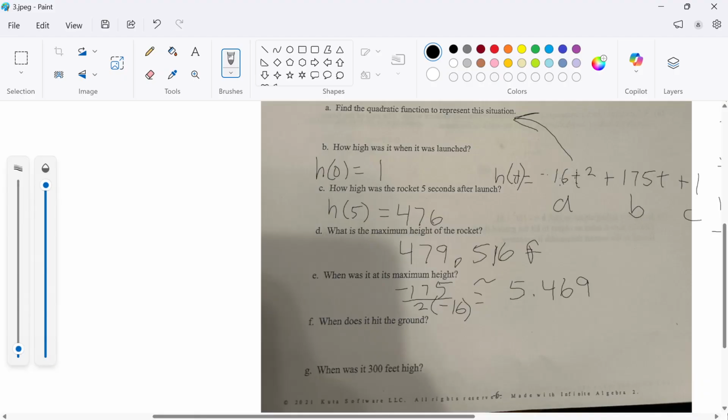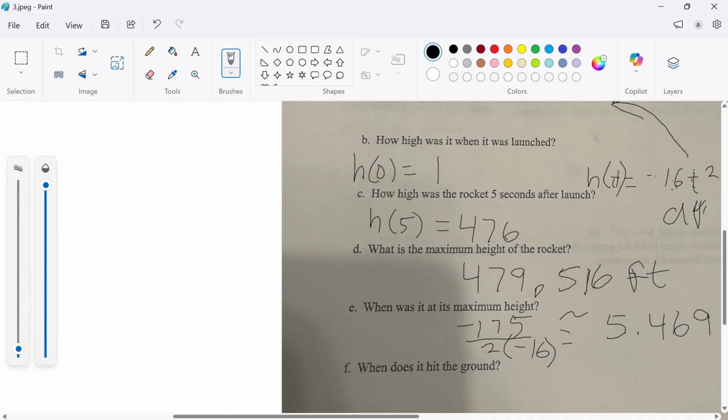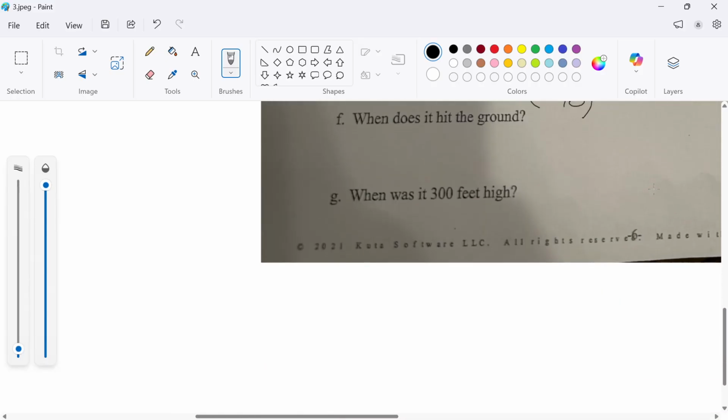feet. This is seconds. And it says round to the nearest thousandth. And again, I would just plug in 5.469 for t in this equation: 16 times 5.469 squared plus 175 times 5.469 plus 1. I'd probably want to use every decimal point I had.